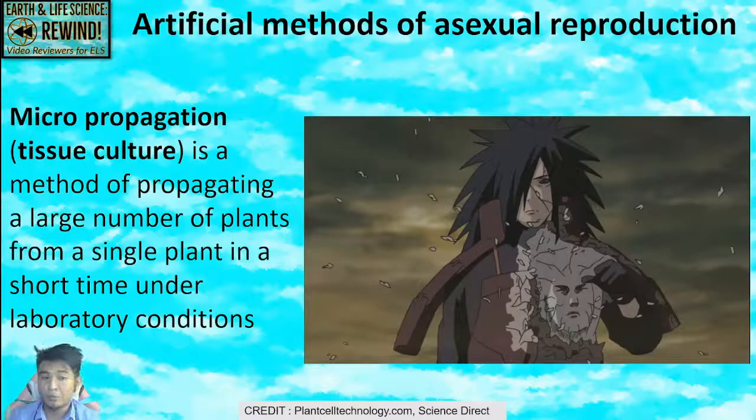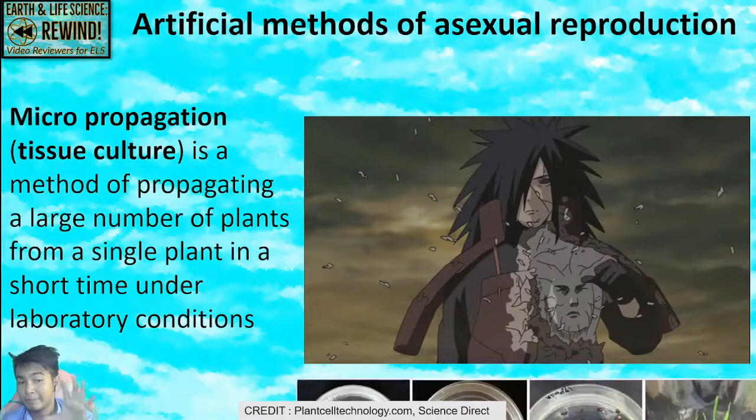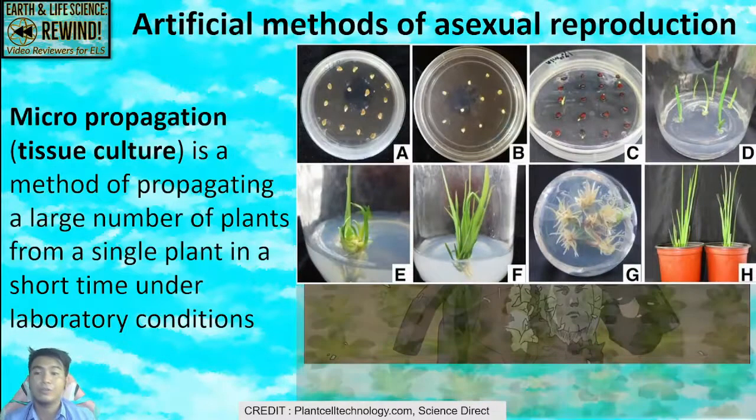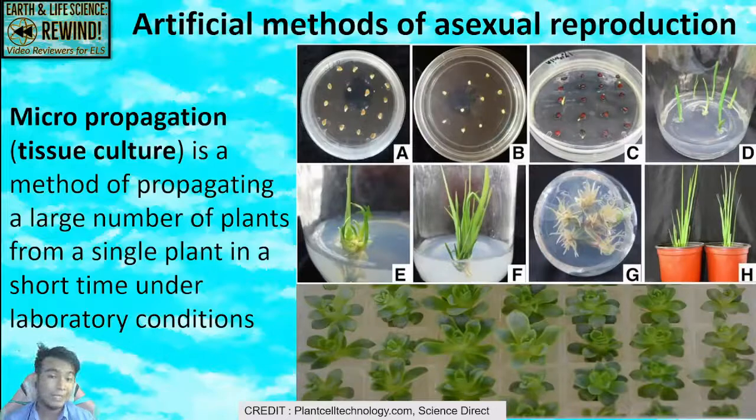Micropropagation or tissue culture is a method of propagating a large number of plants from just a single plant, just getting its tissues, propagating it under laboratory conditions, just like young cabbages and mustard.